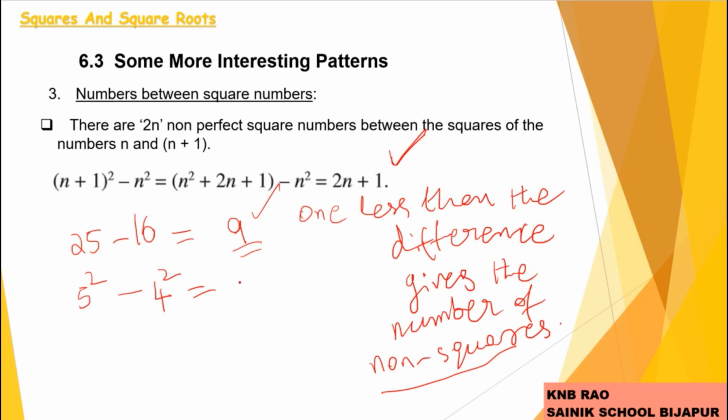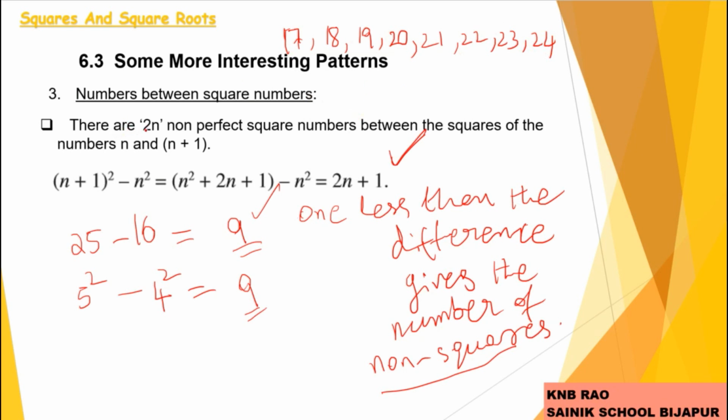So we have totally 8 non-square numbers between 16 and 25. They are 17, 18, 19, 20, 21, 22, 23 and 24. So 8 are there.